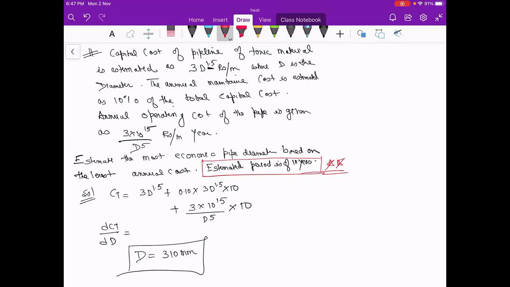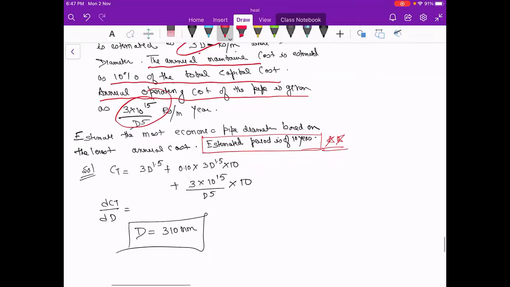Okay, just write that. I will repeat this. Capital cost of pipeline of toxic material estimated as 3d to the power 1.5, where d is the diameter. The annual maintenance cost is estimated as 10% of the total capital cost. So what is total capital cost? 3d into 1.5. Annual operating cost of the pipe is given this. Estimate the most economic parameter based on the least annual cost. So we can find the total cost.